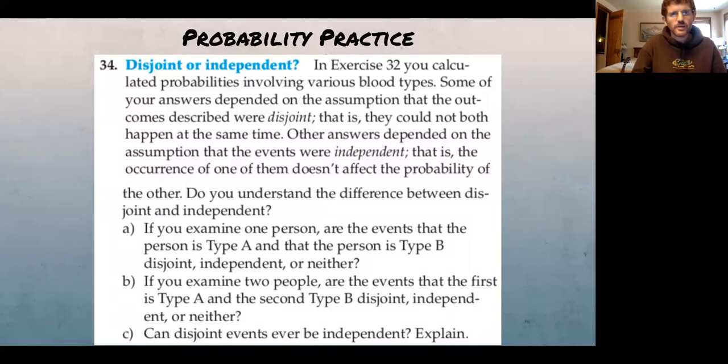So we're looking at various blood types, and we have the idea of disjoint or mutually exclusive events and independent events. We don't need to know what happened in exercise 32, but the question here: if you examine one person, are the events that the person is type A and that the person is type B disjoint, independent, or neither?